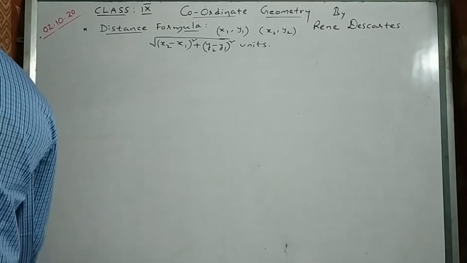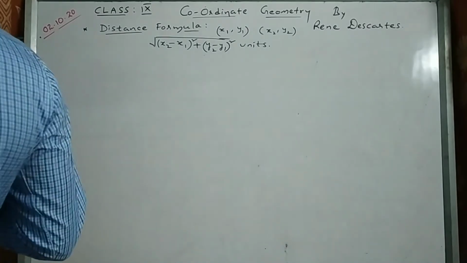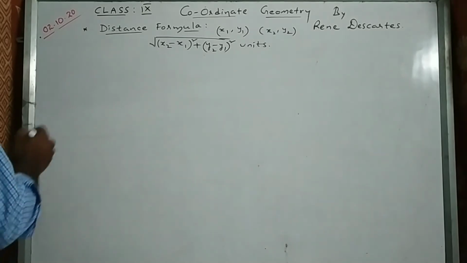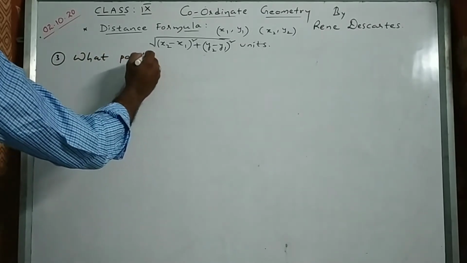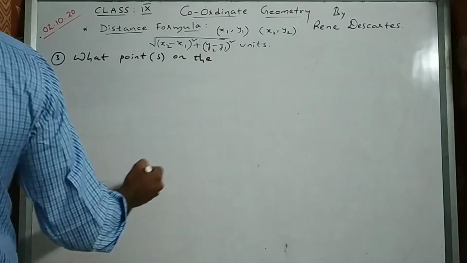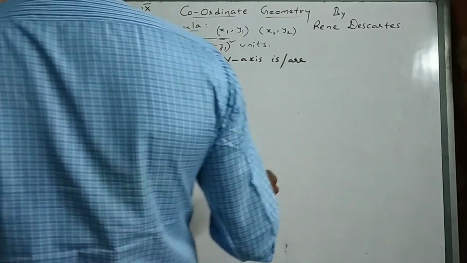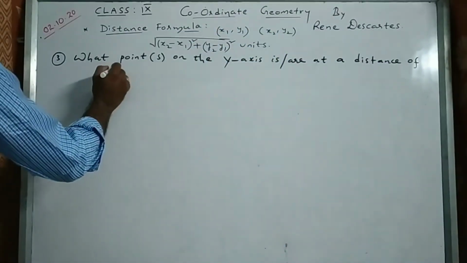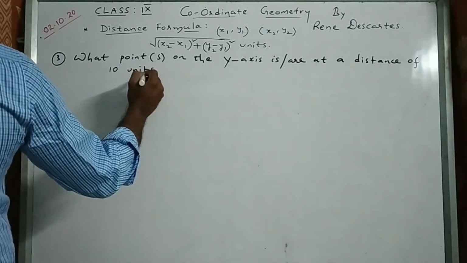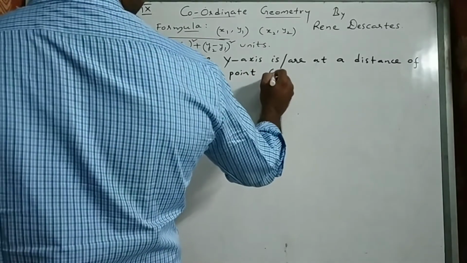Listen carefully. Next question. What point or points on the y-axis are at a distance of 10 units from the point minus 8 comma 4?